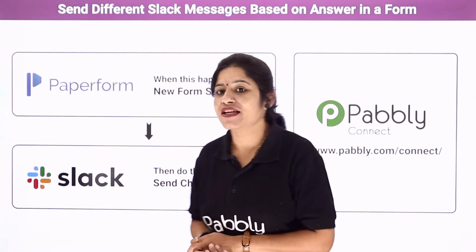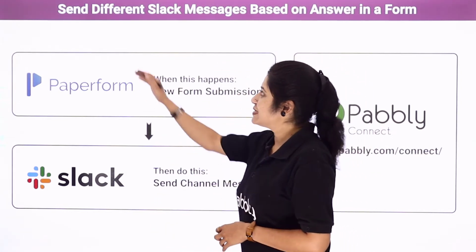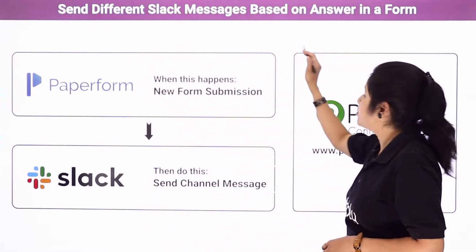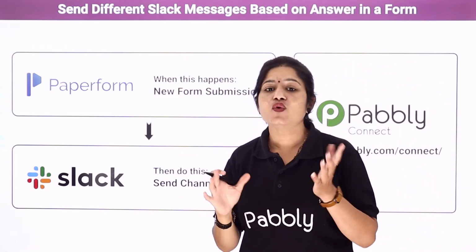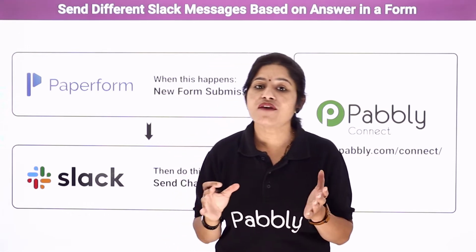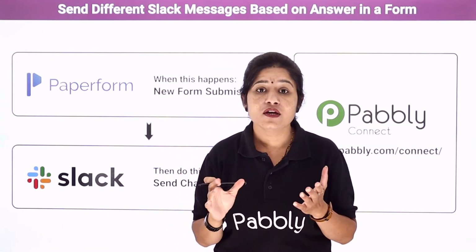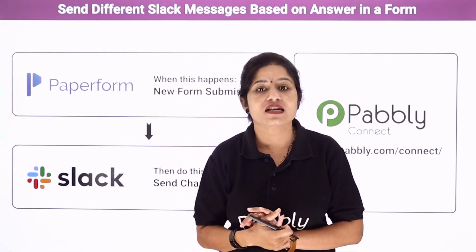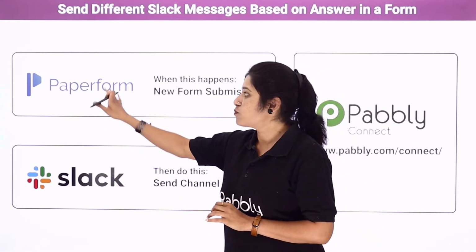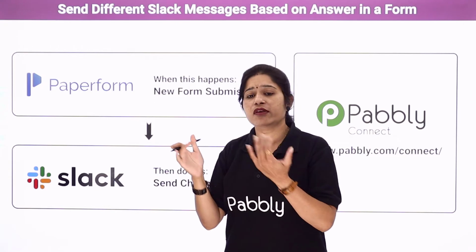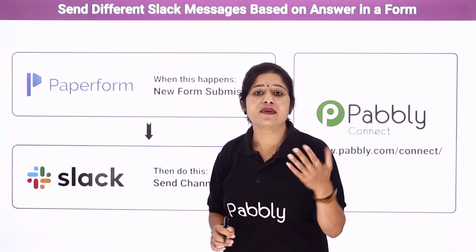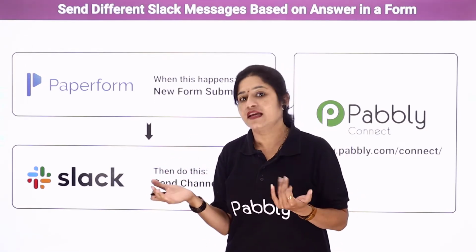In this video, we are going to learn how you can automatically send different Slack messages based on the answers in a form. So let's take an example that you are a business owner and you have created the feedback form to capture the responses from your customers. And you have used PaperForm to create your feedback form. Now the customer is giving you the feedback through that form. The feedback can be a positive feedback and a negative feedback.